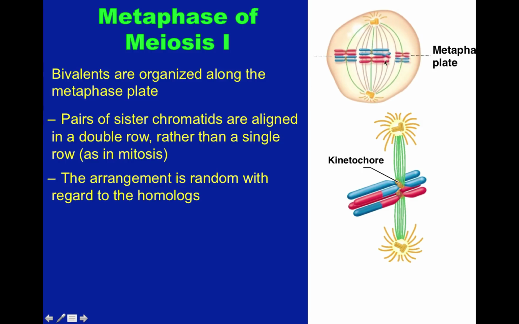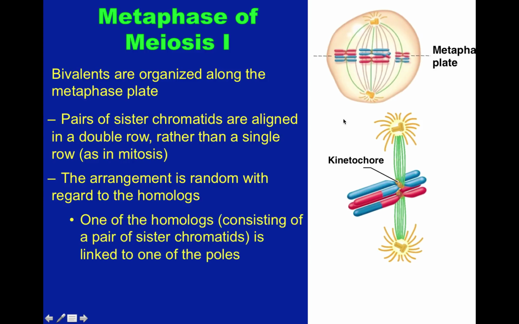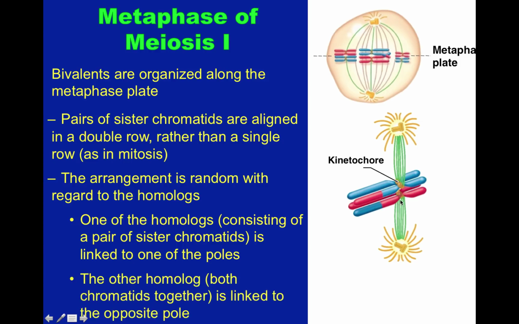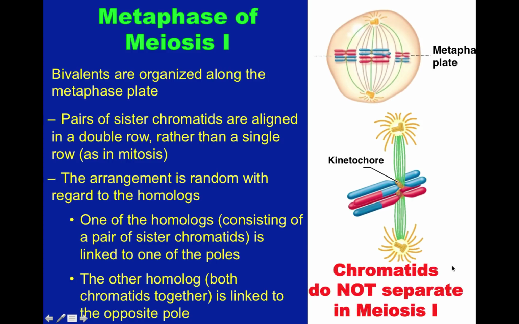So this cell is showing that if all of these pink chromosomes came from mom, the assortment of that is going to be random. Some of the times you're going to get a mom chromosome, and some of the times you're going to get a dad chromosome, and that's completely random. One of the homologs is going to be captured by microtubules from one of the poles, and the other homologue is captured by microtubules from the other pole. And then the whole chromosome goes to one pole, and this chromosome will go to the opposite pole. The chromatids do not separate in meiosis I. They stay together.